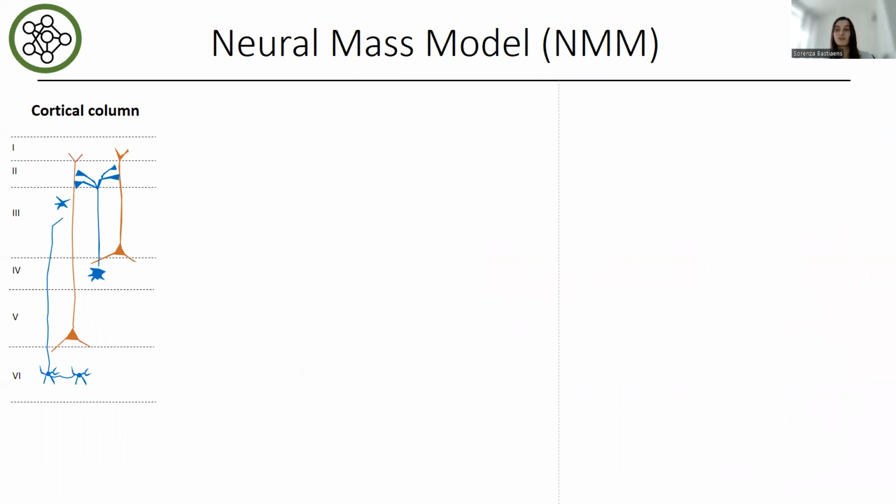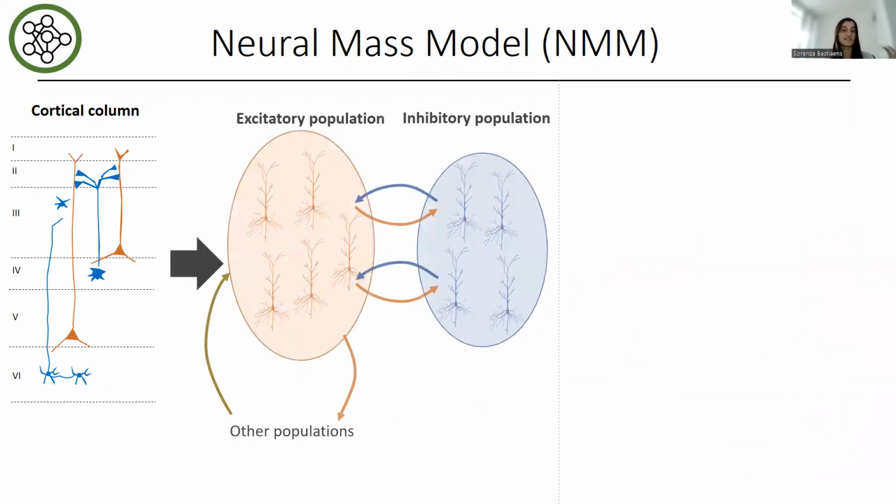So within a cortical column, you have many neurons and many different types of neurons, such as pyramidal cells and interneurons. But rather than focusing on individual neurons, neural mass models aggregate neural populations with shared characteristics, such as excitatory or inhibitory properties, and then the equations describe the activity of this population as a whole. And so by simplifying the dynamics and omitting certain spatial information, neural mass models are still able to capture changes in firing rates within these neural populations.